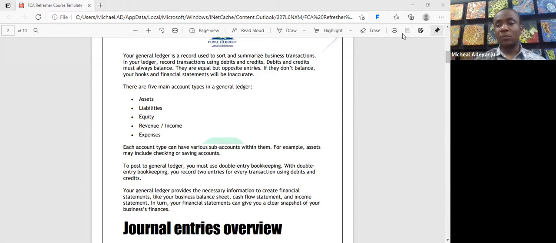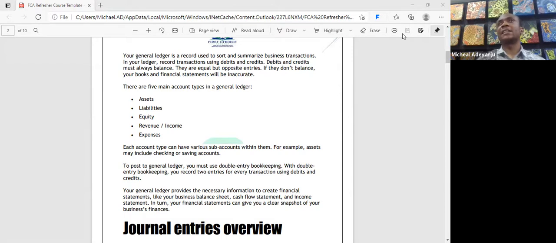Like you said, with double entry bookkeeping, you record two entries for every transaction using the debit and the credit. Your general ledger provides the necessary information to create financial statements like your business balance sheet, your cash flow statement, your income statement, and in turn, your financial statement can give you a clear snapshot of your business finance.